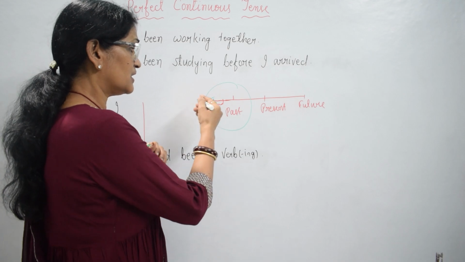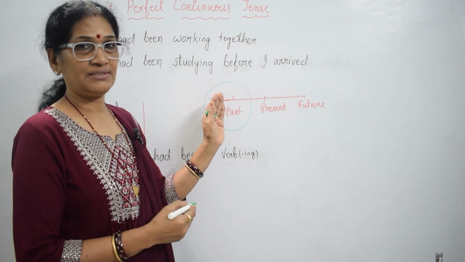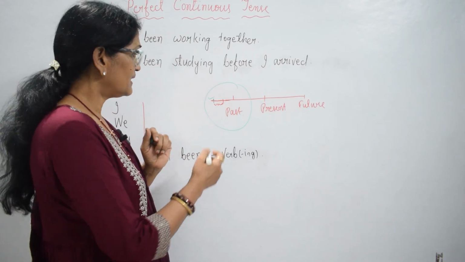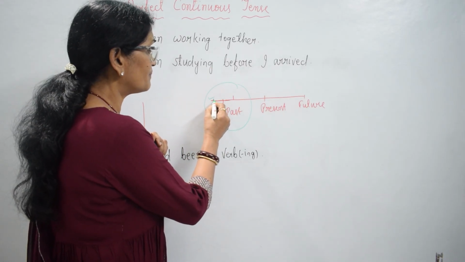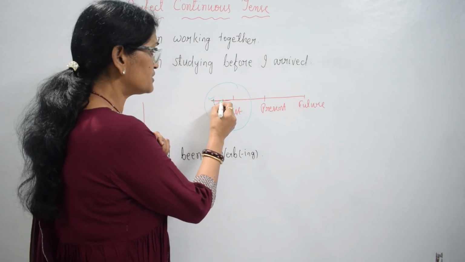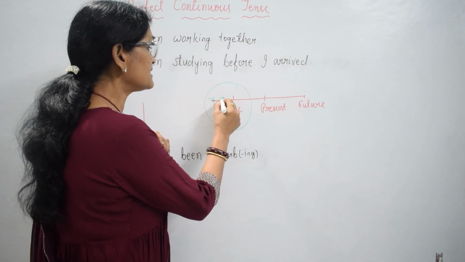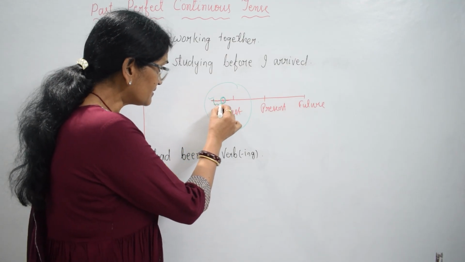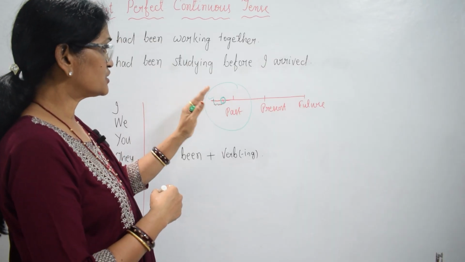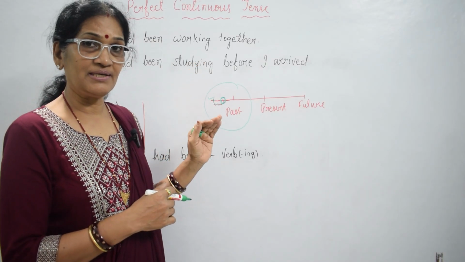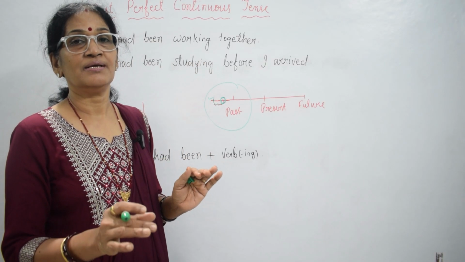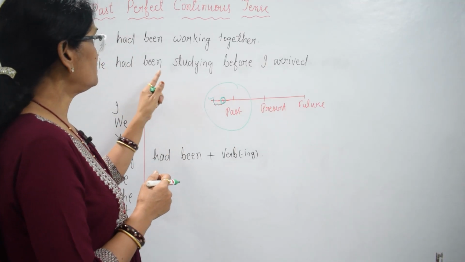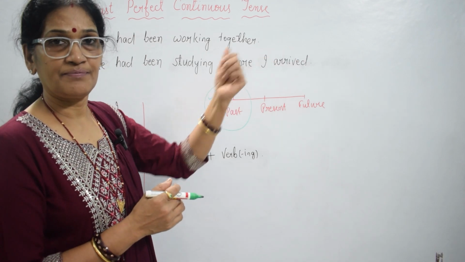here and continued up to another point when another thing happened. That means it continued from here and suppose it ended here because another action happened at this point. When you express that for this duration something was happening, that should be expressed in the past perfect continuous tense. For example, he had been studying before I arrived.